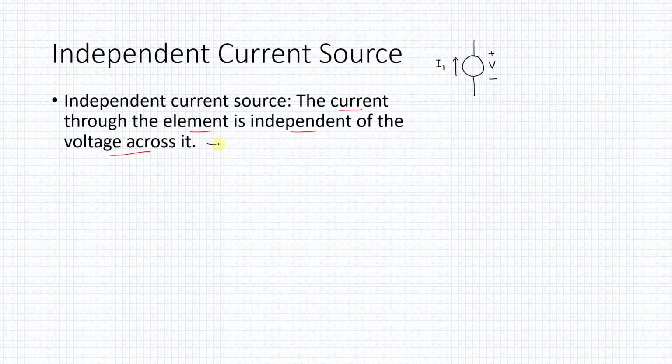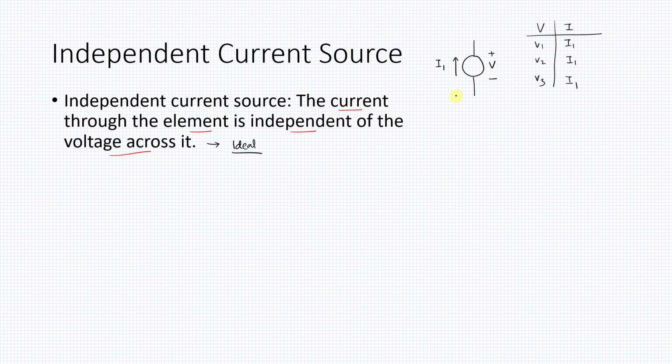Again, this definition is correct for an ideal independent current source. In a practical current source, there is a small deviation. But in this course, at this level, we assume that all the current sources we are going to deal with are ideal current sources. So whatever the voltage, let's draw a table here. If the voltage is V1, V2 or V3, where V1, V2 and V3 are different values, the current will always be I1. That is the meaning of an independent current source.